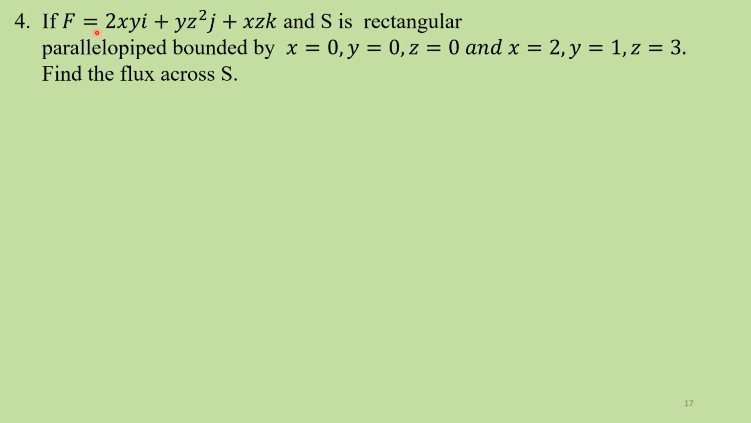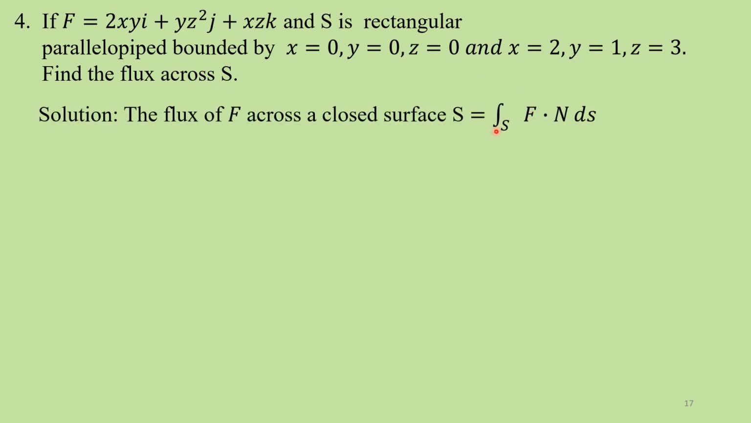Next, problem number 4: if f equal to 2xy i plus yz square j plus xz k, and S is the rectangular parallelepiped bounded by the planes x equal to 0, y equal to 0, z equal to 0 and x equal to 2, y equal to 1, z equal to 3, find the flux across S. Now, as all of you know, flux across the closed surface S is nothing but the surface integral of f over S.